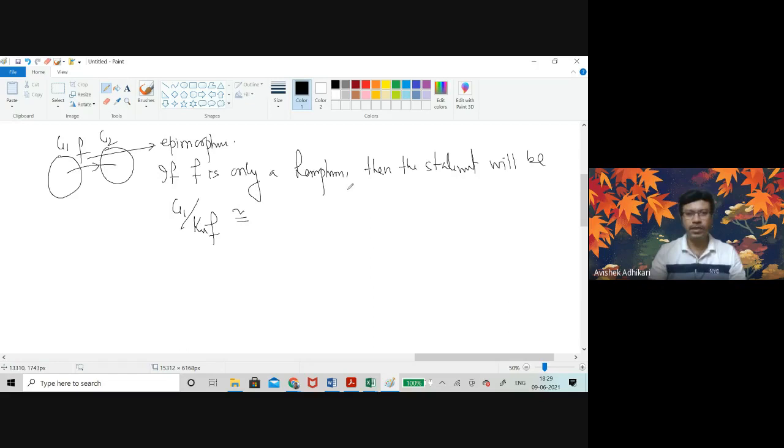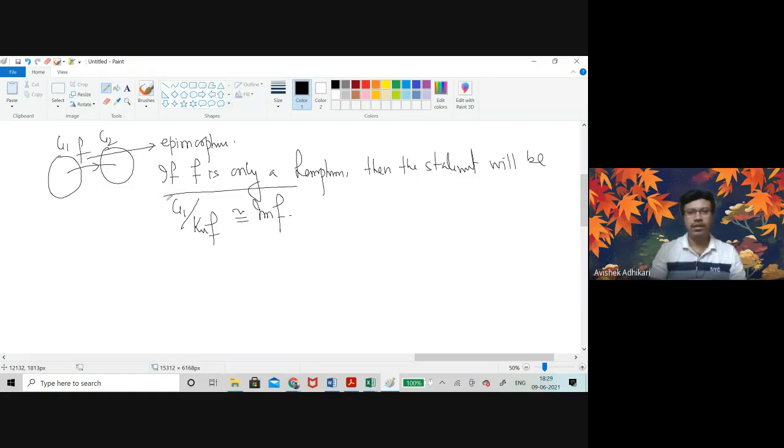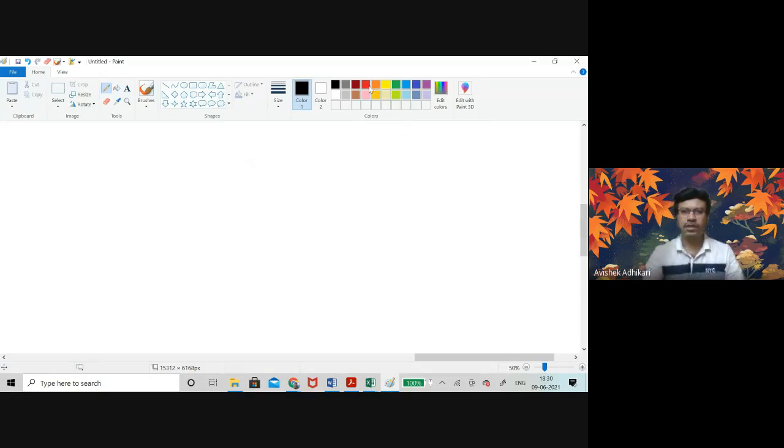Can anybody tell me what would be the statement? Image of F. Okay. So you can understand that if this is an epimorphism, then the image of F must be equal to G2, and that was the statement of the first isomorphism theorem. So if this is an epimorphism, then the image must be equal to G2, and that was the result. Okay, so it's just a simple remark, or you can think of it as not always being a group homomorphism or epimorphism.